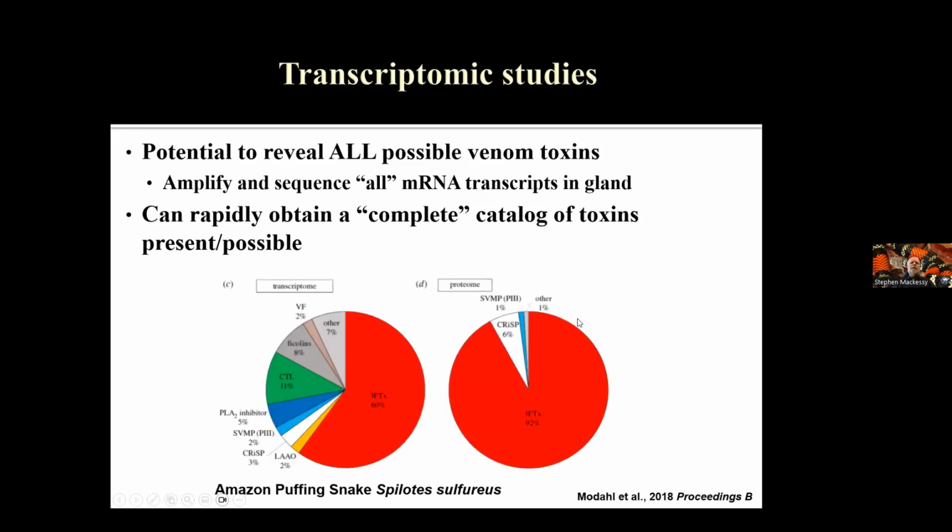And so here's an example of some work that Cassie Modahl did a number of years ago in my lab with the Amazon puffing snake. And so on the left is the transcriptome, on the right, the proteome. And as we heard a little bit ago, there can be a very significant difference between the transcriptome, the potential of what can be produced, and the proteome, what actually is produced by the snake.